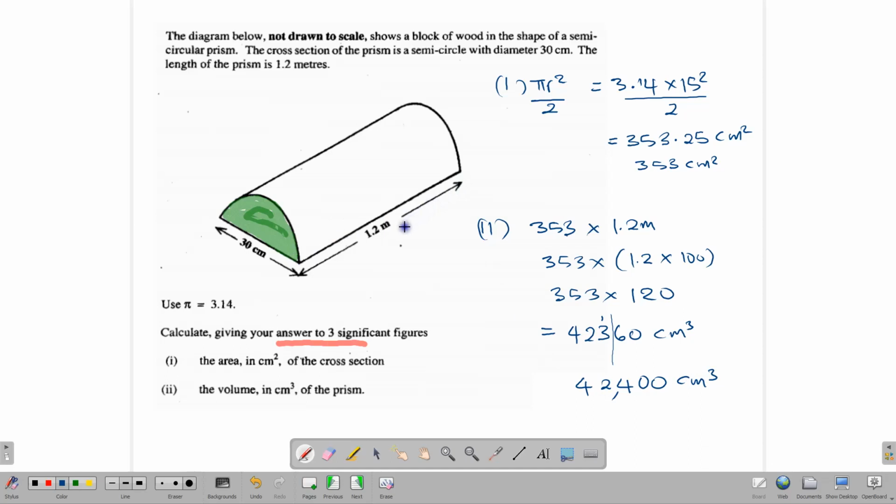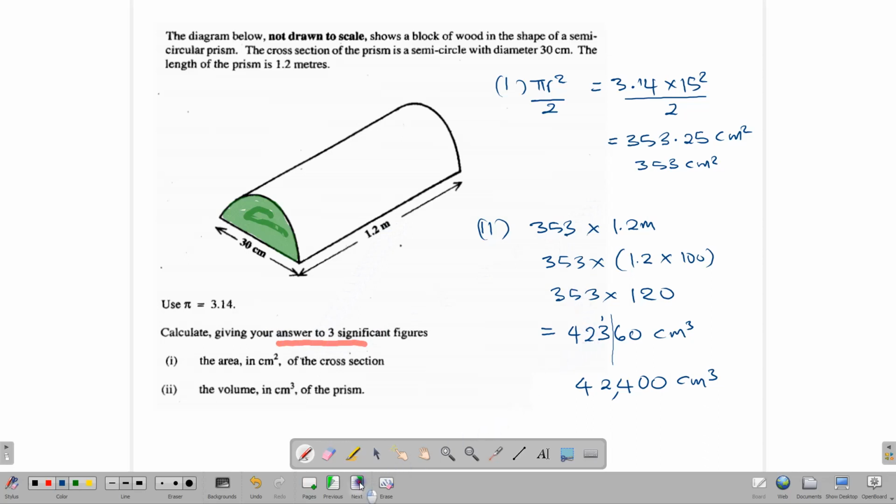Oftentimes you will need to modify the formula that you have to answer your questions. That's not a difficult thing. So here we notice that this was a semicircle, so you shouldn't just use the formula for the area of a circle and not halve it. Make sure that you change your units, pay attention to those things, and pay attention to how you write your answers after you do your calculations.